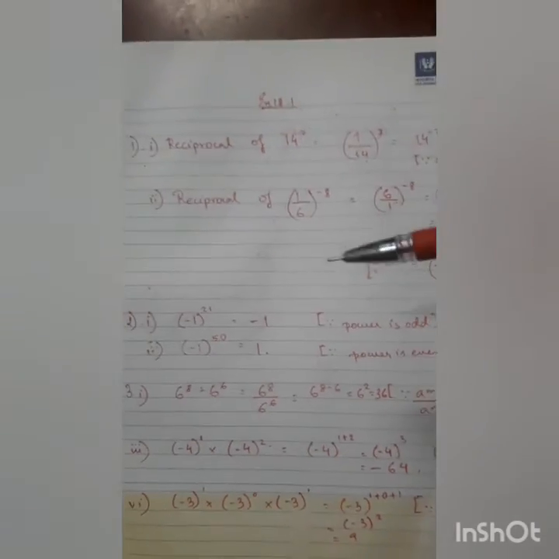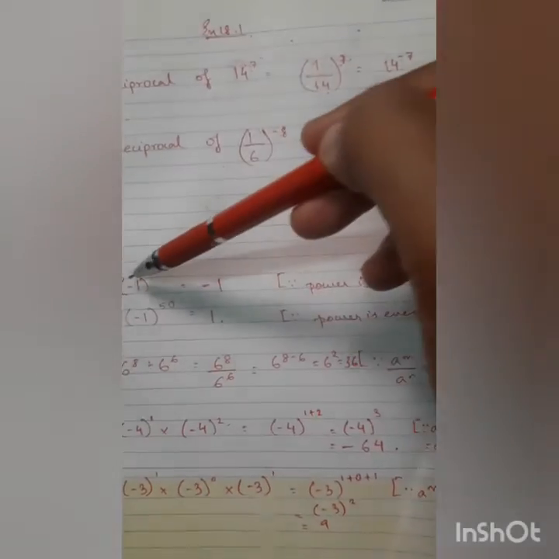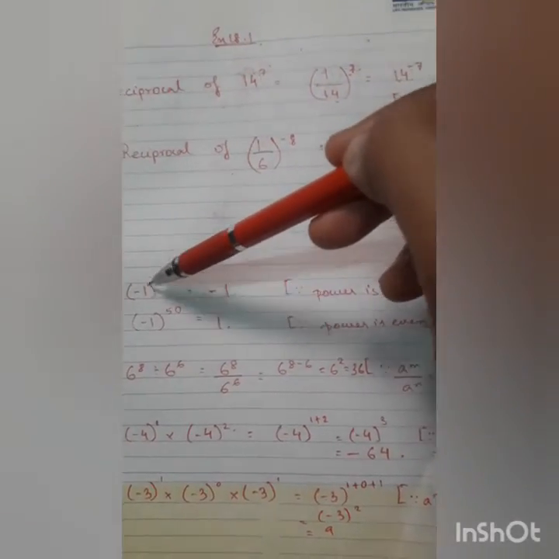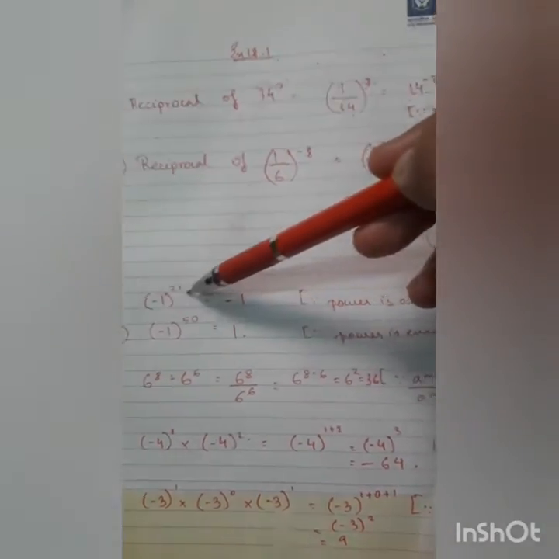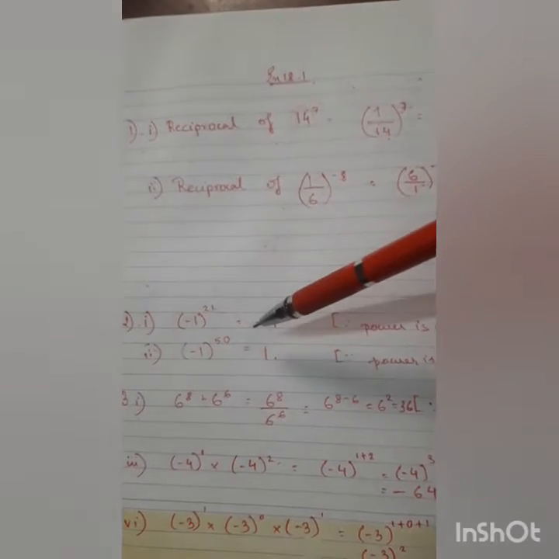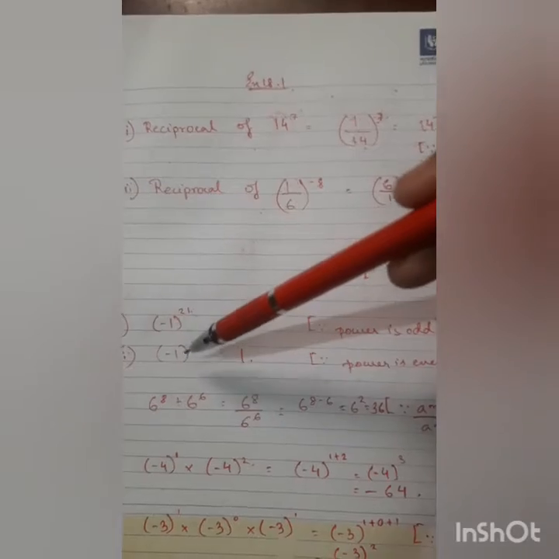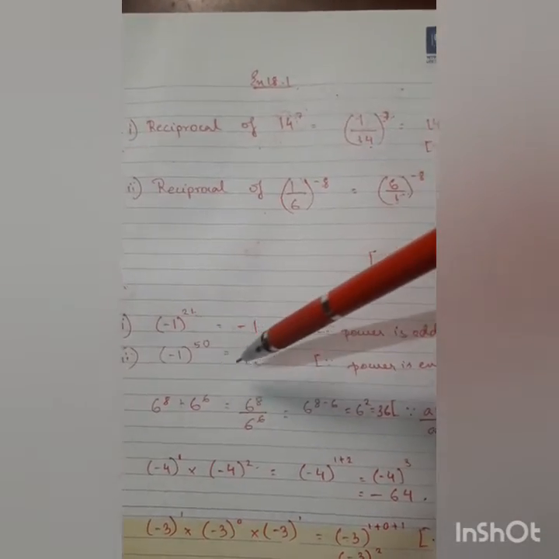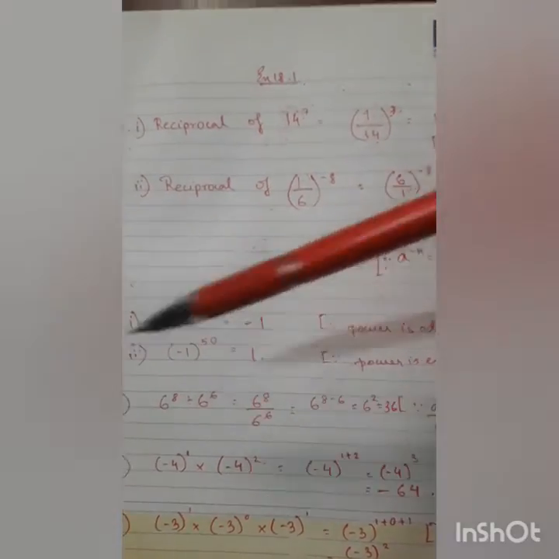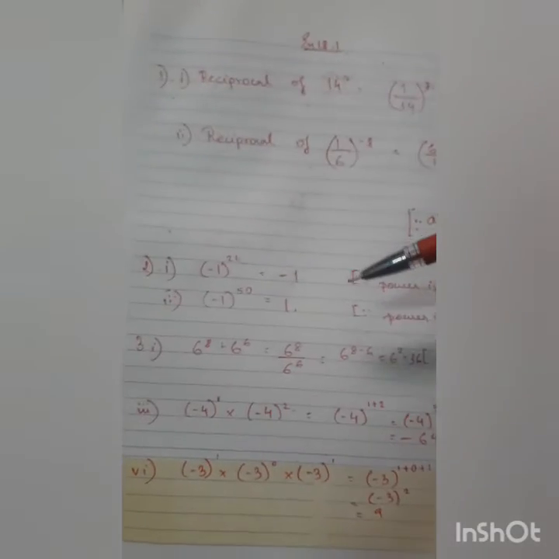Next, come to 2 part 1. Question number 2 part 1 states that you have to find out the value for minus 1 to the power of a given number. Minus 1 to the power of an odd number is always minus 1. So minus 1 to the power of 21 is minus 1 since power is odd. Minus 1 to the power of even number is always positive 1. So minus 1 to the power of 50 is 1 since power is even.